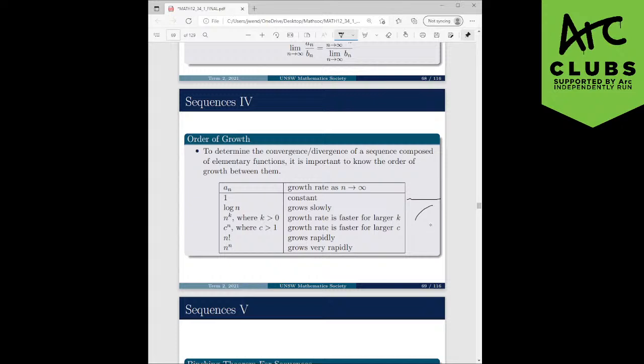So you have n to the power of k, like n squared, n cubed, that kind of thing. You'll see a growth rate much faster than the log, and that's what this whole table is: all those functions get faster as you go down the table. The next one is the exponentials. They are faster than your powers, your factorials are faster than your exponentials, and your n to the power of n is faster than your factorials. It's a very nice order of growth table.